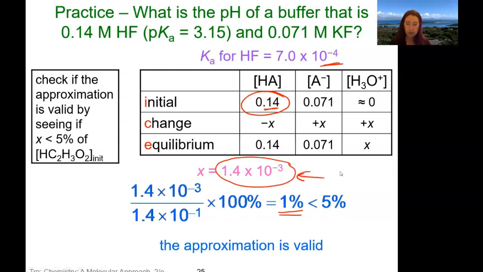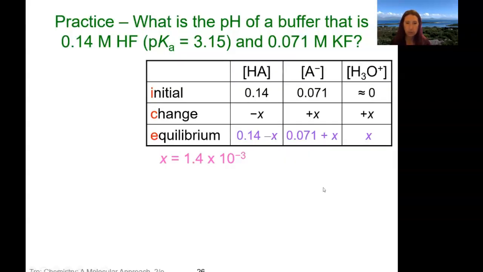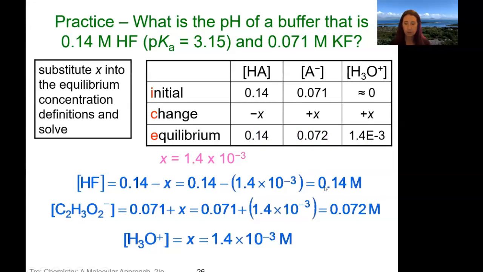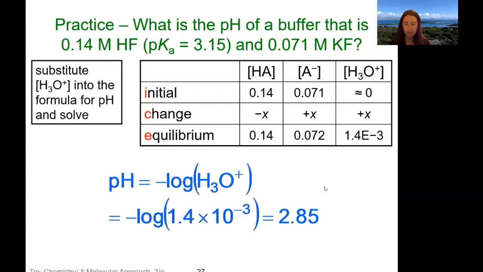So our pH, just ignore this piece, we don't need this piece, is 2.85, just negative log of 1.4 times 10 to the negative 3. Okay, any questions on this?